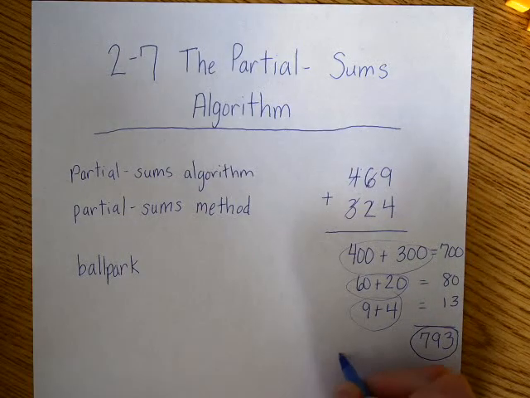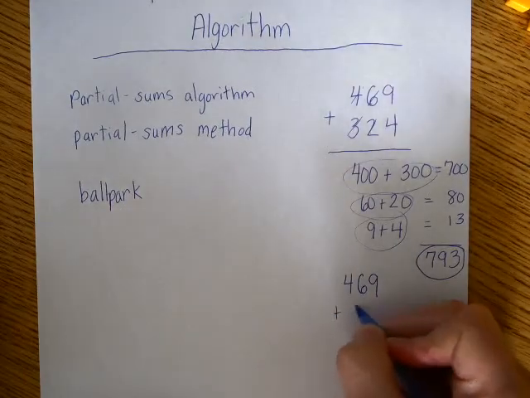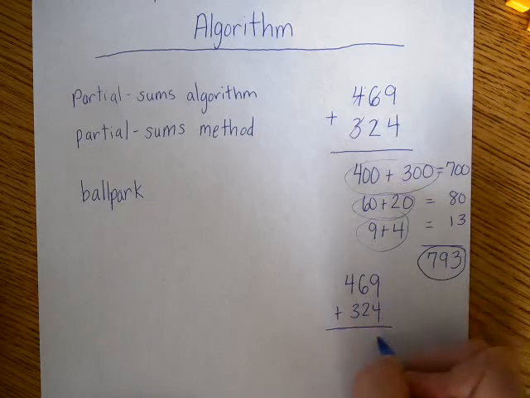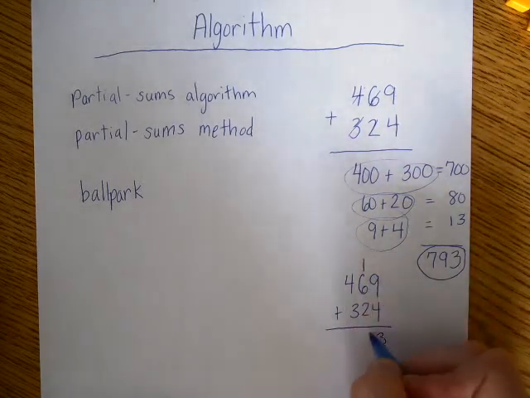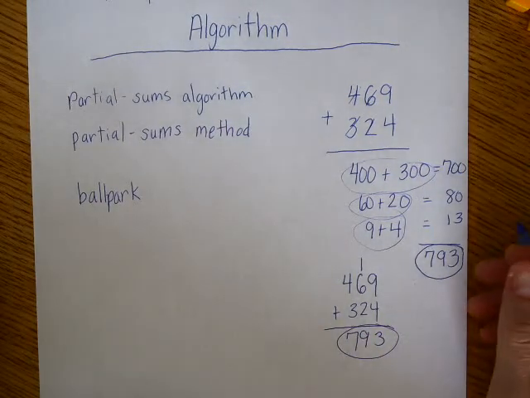I can show you if I do it with a traditional algorithm, a traditional way of adding. If I do 469 plus 324, it will work out the same. 9 plus 4 is 13, so write 3, carry the 1. 6 plus 2 is 8, plus 1 is 9. 4 plus 3 is 7. And look, we get the same answer.